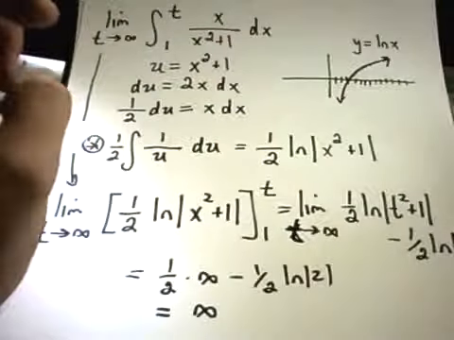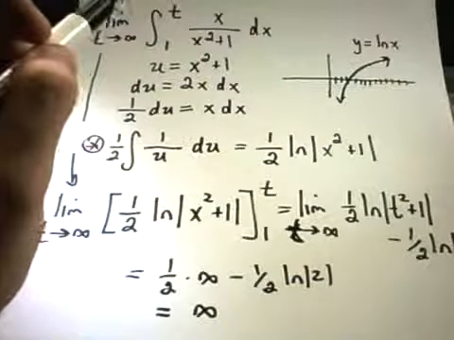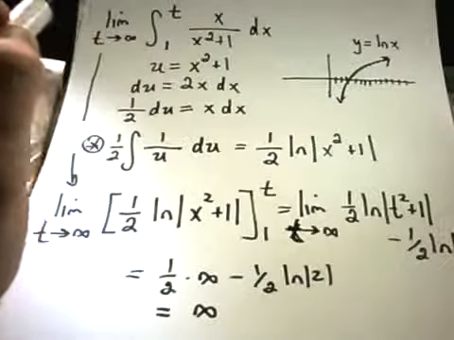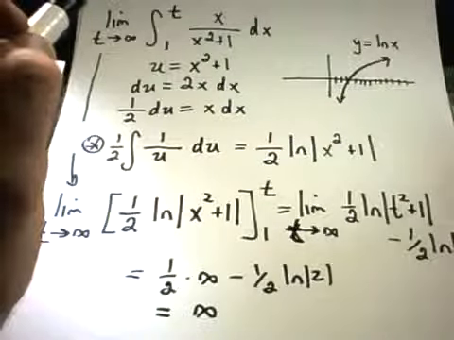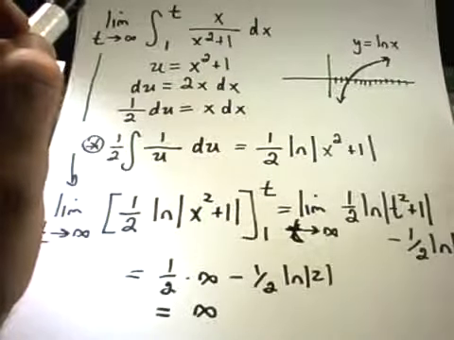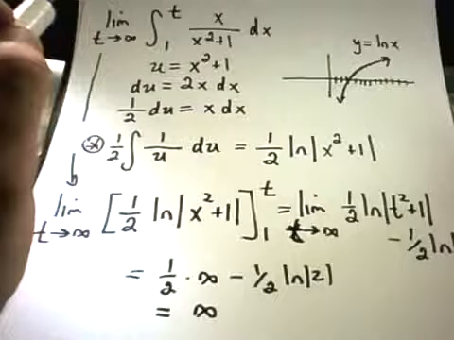But again, the basic idea: turn the original series into a function, look at the improper integral. If the improper integral converges, so does the original series. If the improper integral diverges, so does the original series.